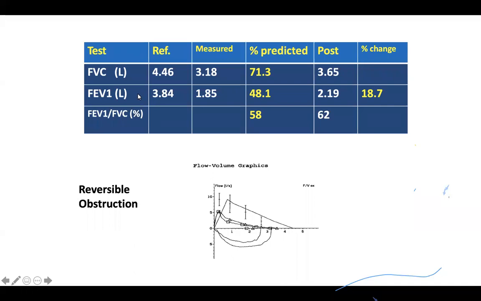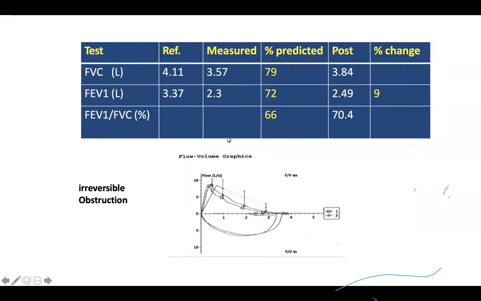A reversible lung disease, as we have indicated here, reversible obstruction: FVC initially is 71% of the predicted, FEV1 is 48% of the predicted, and FEV1 by FVC is 58%. So we see that it is an obstructive pathology. After bronchodilator challenge, we see an increase in the FEV1 from 1.85 to 2.19. So this is a loop suggesting a reversible obstruction.